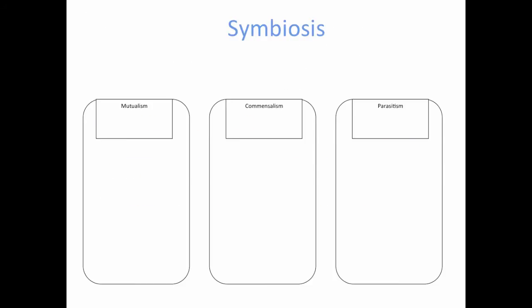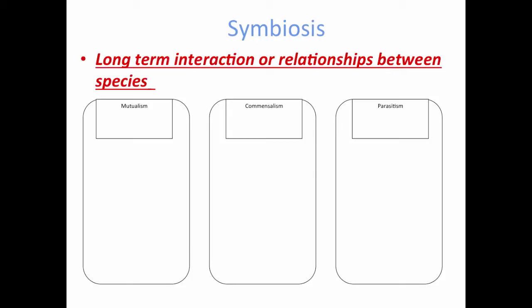Okay, so let's go into symbiosis. There are 3 types of symbiosis: mutualism, commensalism, and parasitism. The definition of symbiosis is a long-term interaction or relationship between species. So it's not talking about competition or predator-prey, but it is going to show how two organisms have some type of relationship with each other.